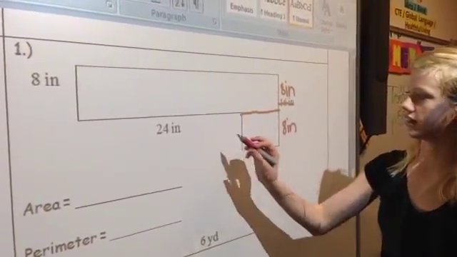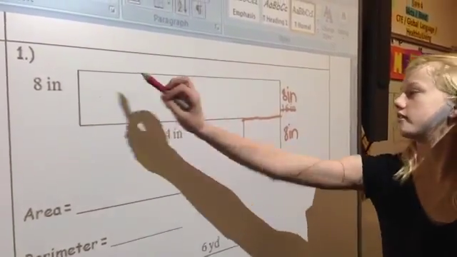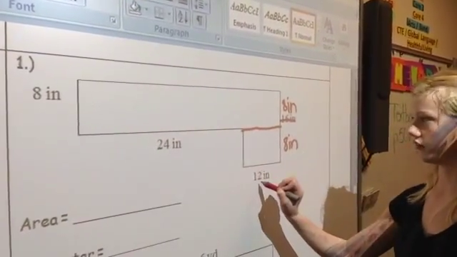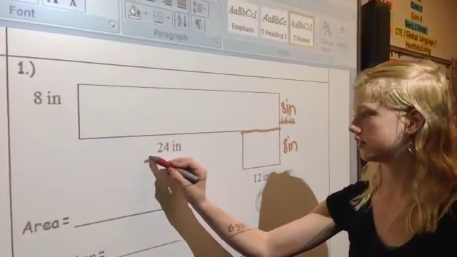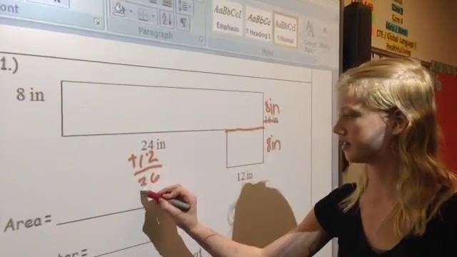And so then I looked up here, and then I had 24, but I still have this long line up here, so I had to do 24 plus 12, so that would equal the whole line. And I got 4 plus 12, okay, 36 inches.